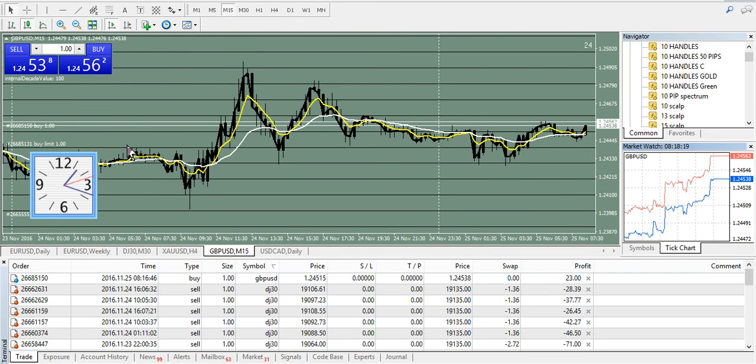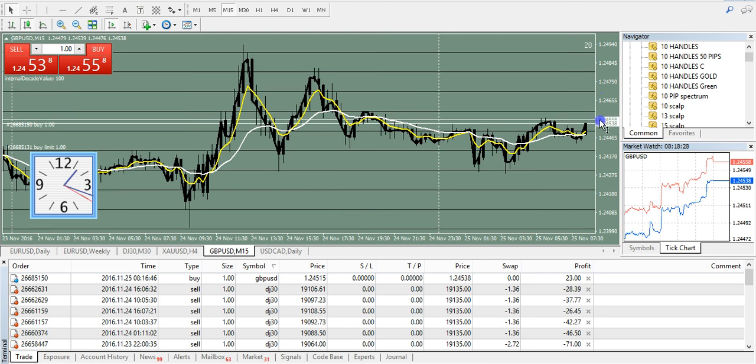I don't know if they're going to have a normal trading day in the States today, but look at this scalp. I'm up 24 bucks. So I did buy at the market here, and I bought because of my moving average crossover system.